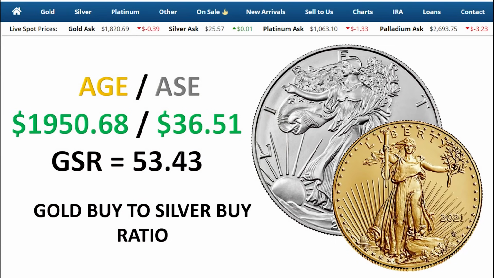So before we close out this video, let's take a look at the American Gold Eagle Type 2 versus the American Silver Eagle Type 2.